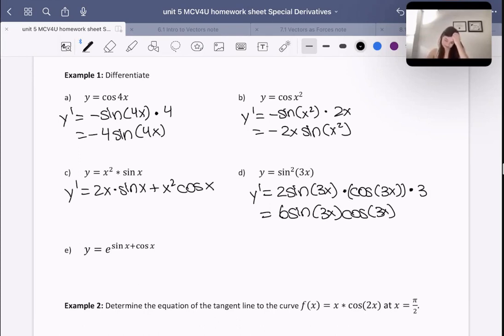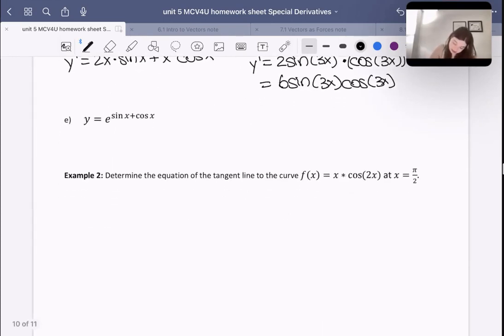Okay? All right, and our last one here, let's figure it out. It's going to be y prime is equal to e to the sine x over cos x, times the derivative of what's on the top. So the derivative of sine x is cos x, and the derivative of cos x is negative sine x. So that's what we would multiply it by there. Very good.